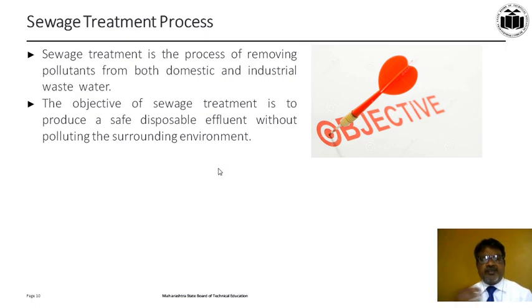The objective of sewage treatment is to produce a safe disposable effluent without polluting the surrounding environment. Means we have to treat the sewage in such a way that the dangerous or harmful pollutants shall be removed up to a permissible limit, and then it will be discharged into the surrounding environment.